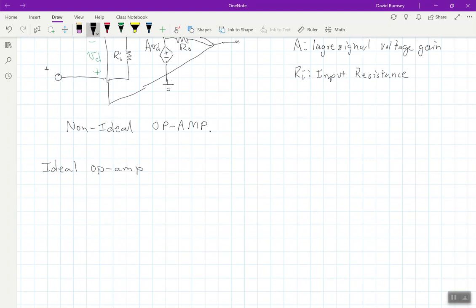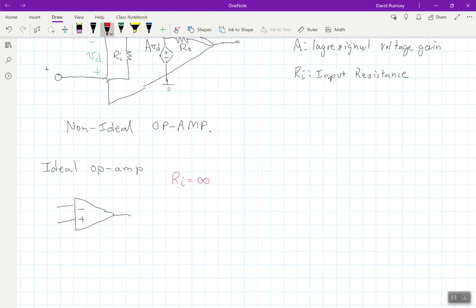Let's talk about what our ideal op-amp is. Well, first off, for an ideal op-amp, the input resistance is infinite. Now, that's unrealistic. In fact, we just saw from the 741 that it was, I think, 2 mega ohms? That's not infinite. That's clearly finite.